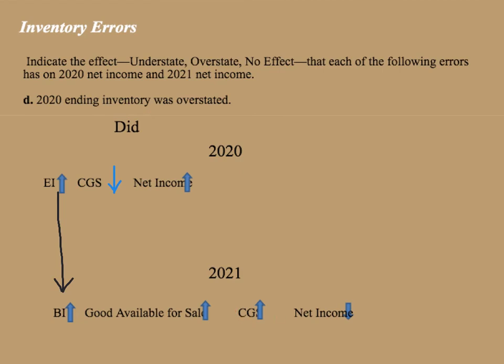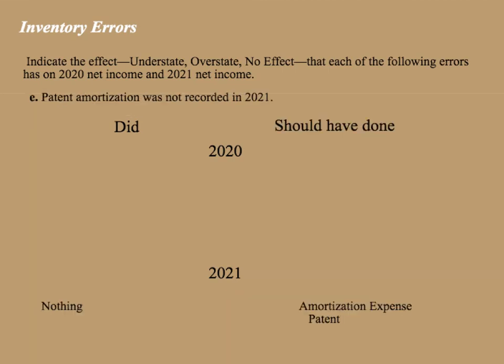And if you remember, cost of goods sold, it's an expense, will have an adverse relationship with net income, so net income will be understated. And just like with wages payable, we have a counterbalancing error with inventory. It will self-correct in 2 years. How about the last one?